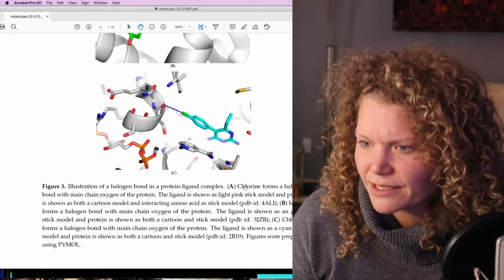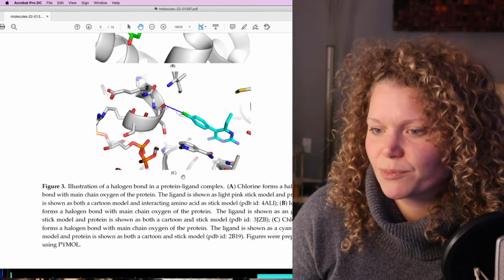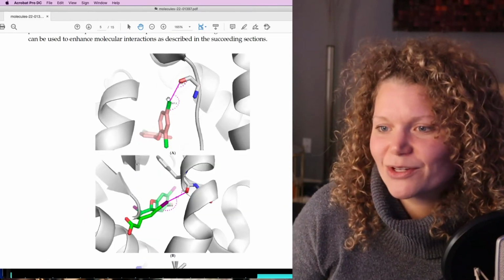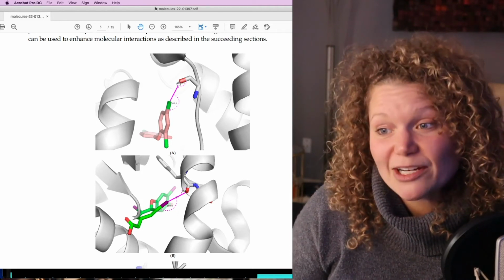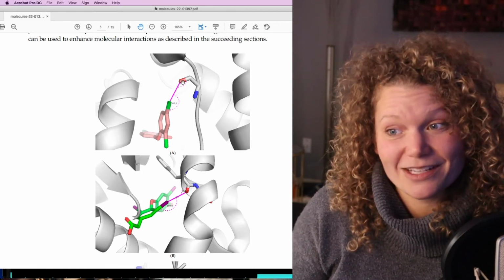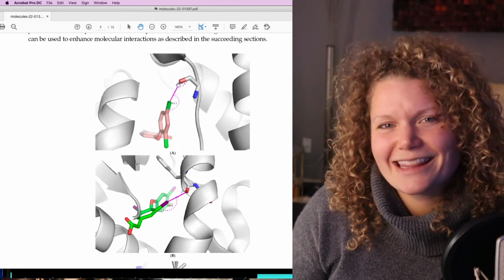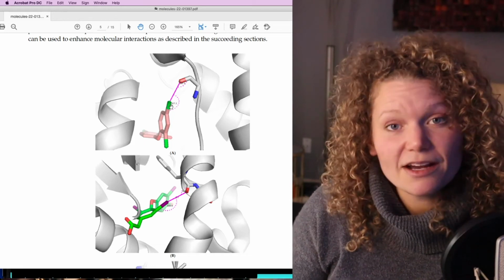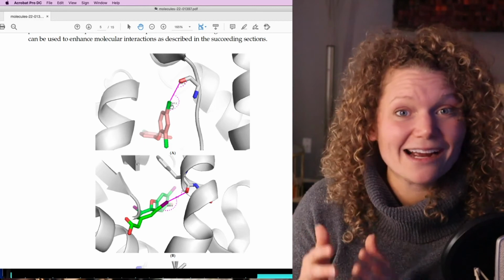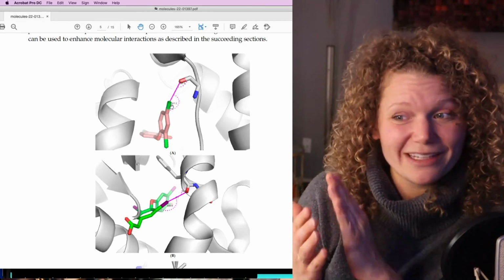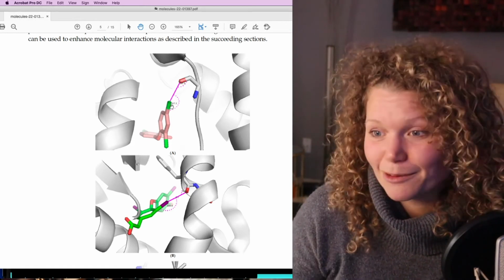So let's scroll down here. So A is a chlorine that forms a halogen bond with the main chain oxygen of the protein. On A here, the green dot is a chlorine, and it's halogen bonding to this red here, this oxygen. And so it's really neat to think about this interaction really affecting whether or not your pharmaceutical ingredient, your active pharmaceutical ingredient, can fit and stick and stay inside an active site in a protein.